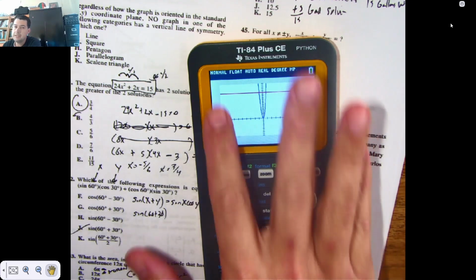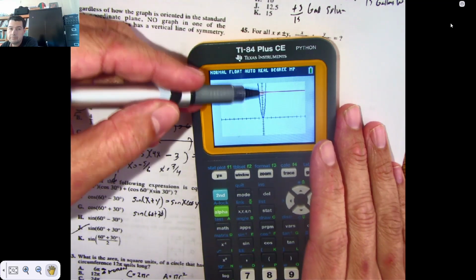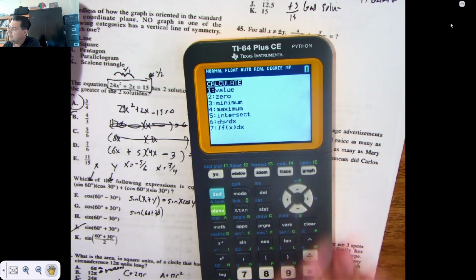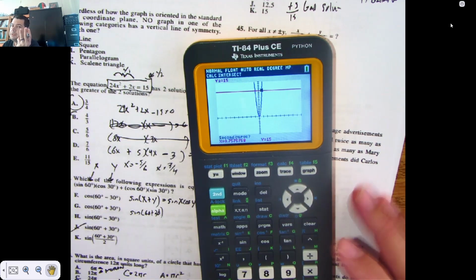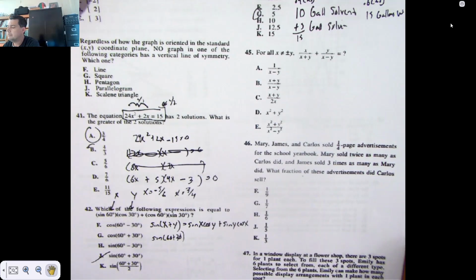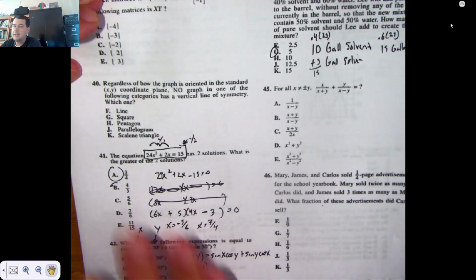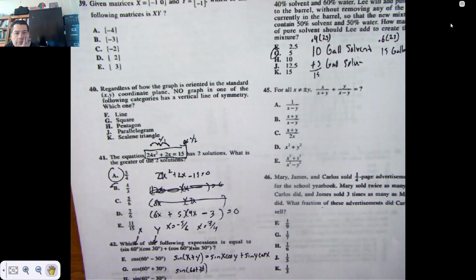I did that because I had a 15. This is going to be the bigger solution right there. So second trace, 5 for intersect. Get that cursor close, enter 3 times, once, twice, thrice. 0.75. Hopefully you're smart enough to figure out that's 3/4. Regardless of how a graph is oriented in the standard XY coordinate plane, no graph in one of the following categories has a vertical line of symmetry.